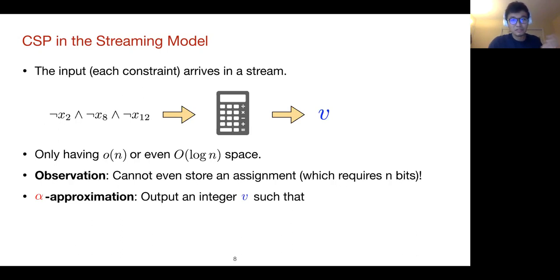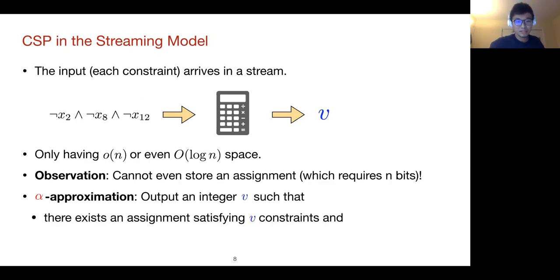Since this value shouldn't be arbitrary, we need it to satisfy a certain guarantee. For example, if we call this streaming algorithm an alpha approximation, then we should guarantee that there's an assignment satisfying v many constraints, where v is at least alpha times the optimal value. If a streaming algorithm can give such a guarantee, then we say it is an alpha approximation streaming algorithm for the CSP problem.